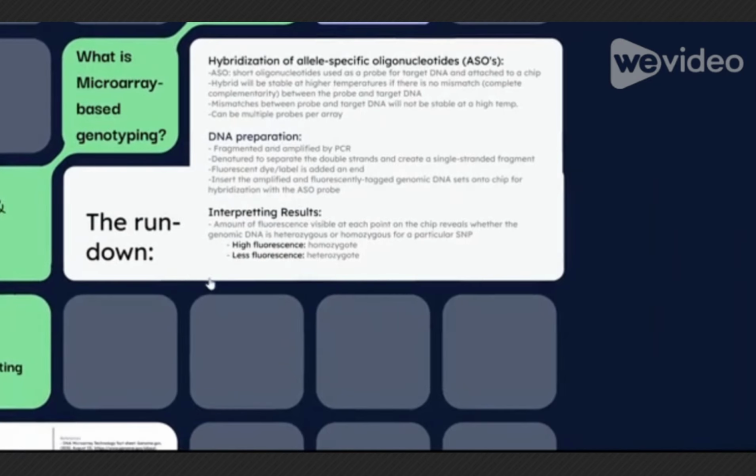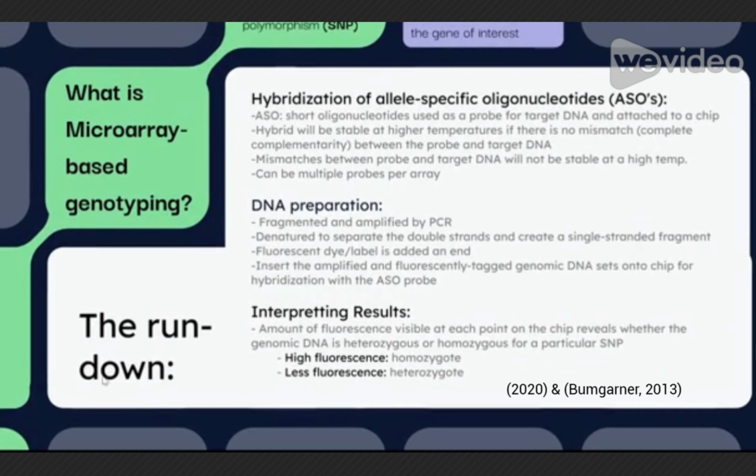So now we are going to go over the actual genotyping process. First, let's review what allele-specific oligonucleotides, or ASOs, are. ASOs are short oligonucleotides that are used as probes for the target DNA, and they are attached to the chip during genotyping. The ASOs will eventually be hybridized with the genomic DNA of interest.